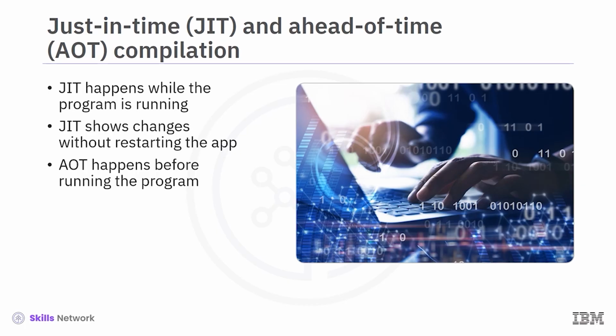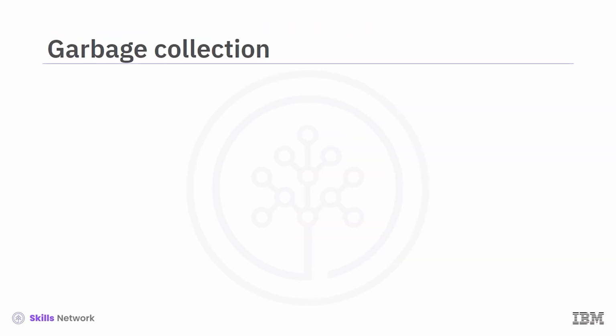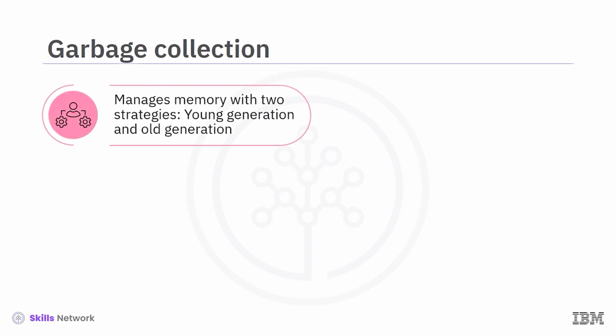It translates all the Dart code into machine code ahead of time, allowing an app to start faster and run more smoothly. Another fundamental of Dart is garbage collection, which is used to manage memory. Garbage collection automatically cleans up parts of memory that your app no longer needs, so you don't have to do it yourself.